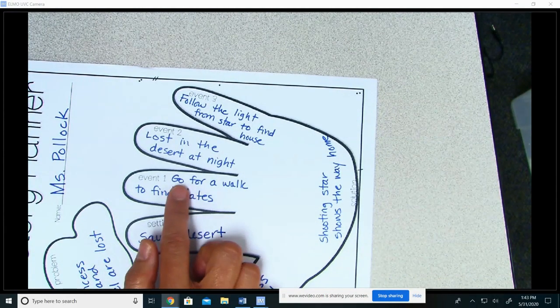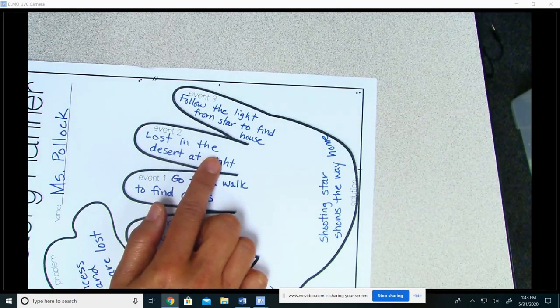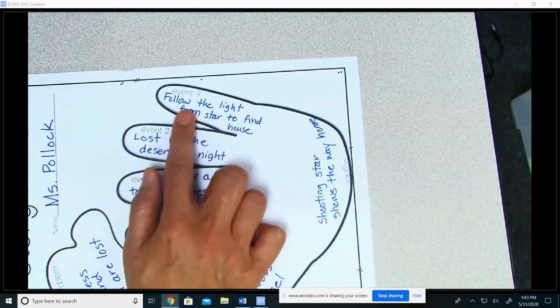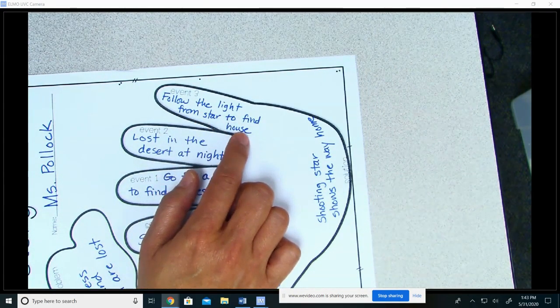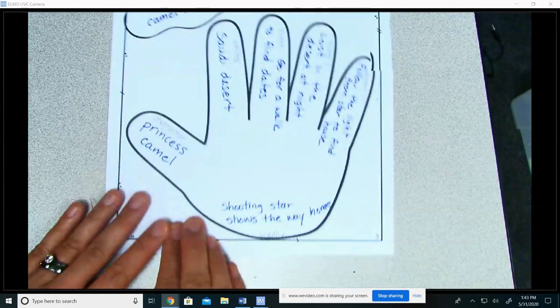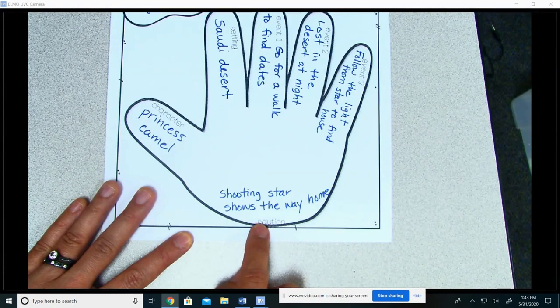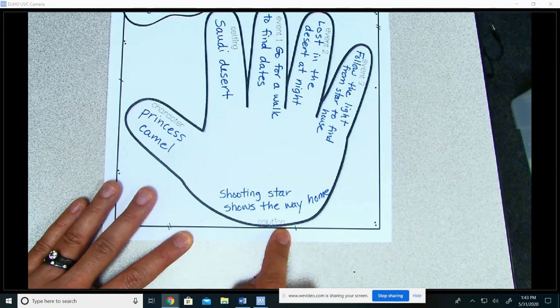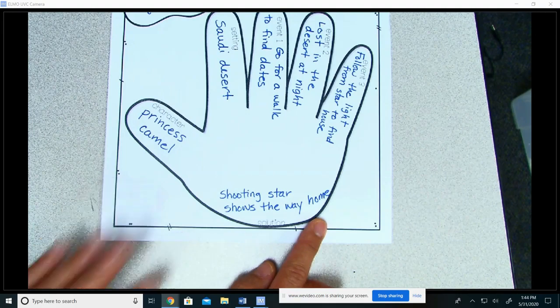So Miss Pollock said they go for a walk to find some dates. They get lost in the desert at night, and then they follow the light from the star to find their house. And on the bottom, boys and girls, did you notice this little small word right there? It says the word solution. Okay, so what was the solution to the problem? How did they end it? They followed that shooting star, and the shooting star showed them the way home.